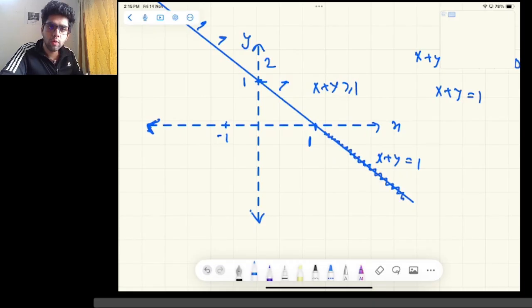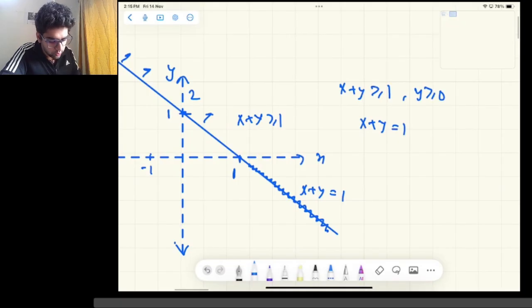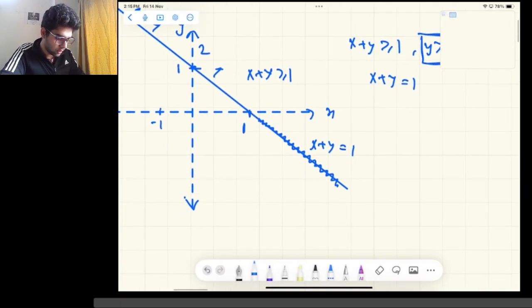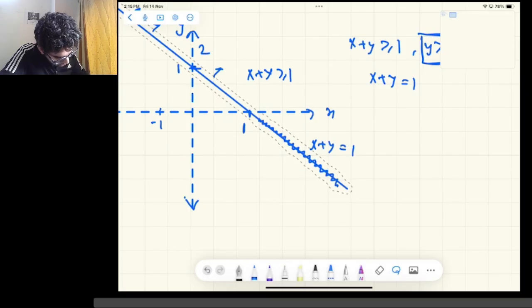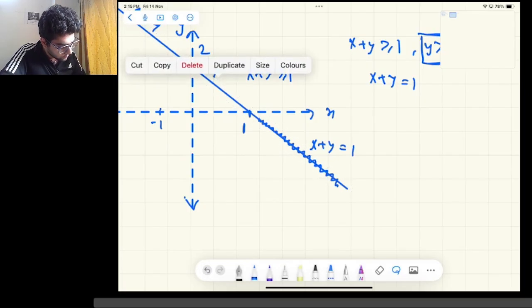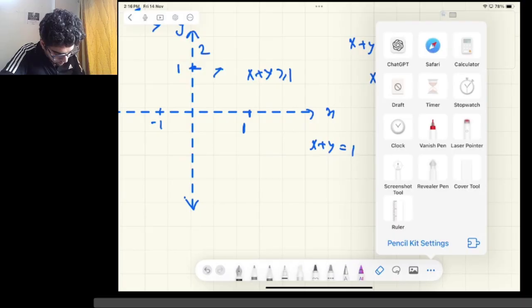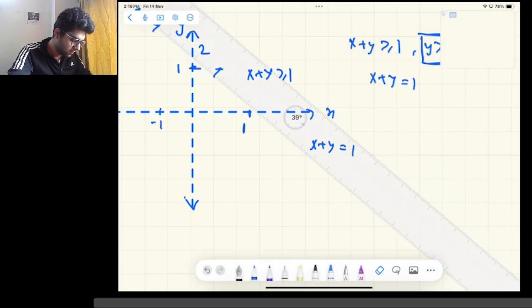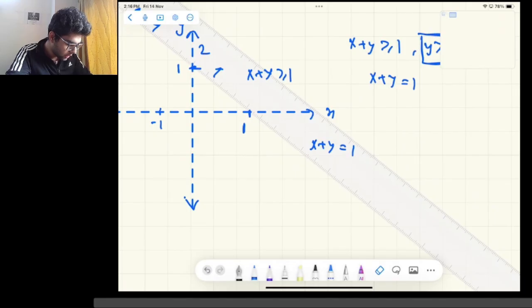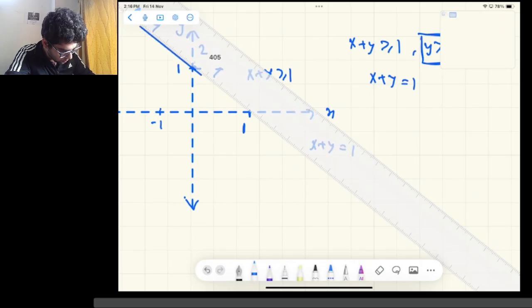Why will we ignore this part? Because we need to only account for those values where y is greater than or equal to 0. But this line is also extending into the third and fourth quadrants, so we'll ignore all these points, right? So let me just rub this off. If I take my ruler again, I'll just draw till here, right?